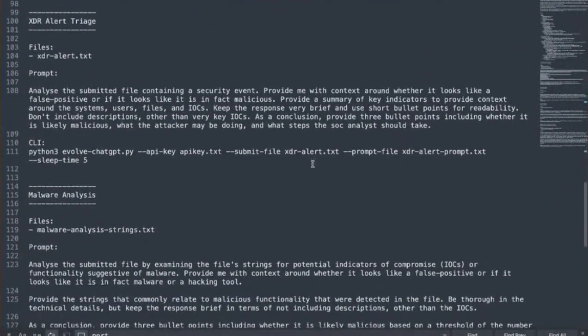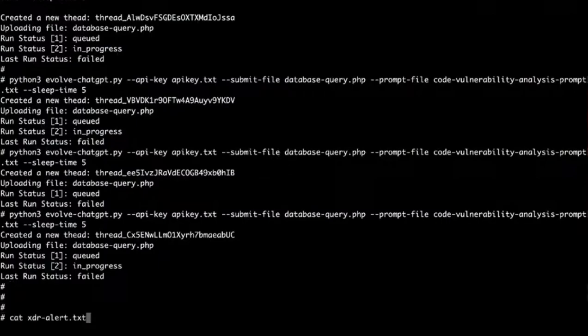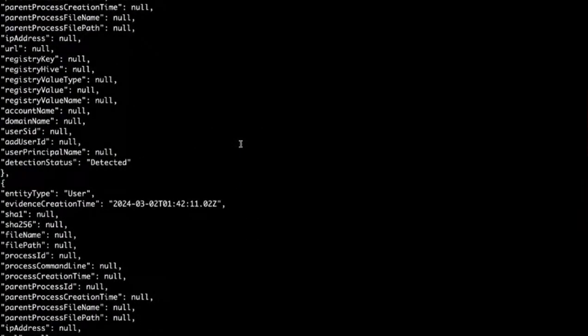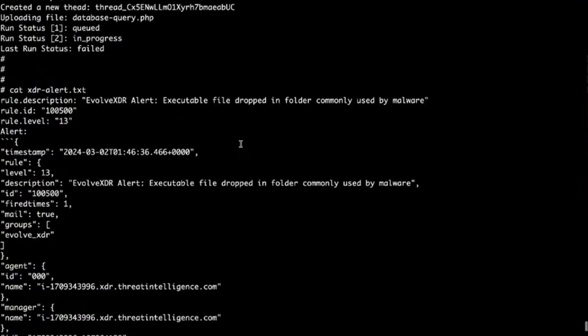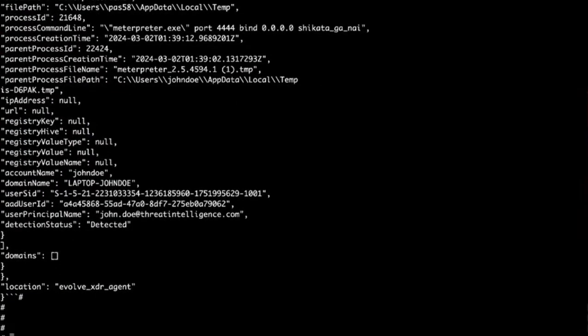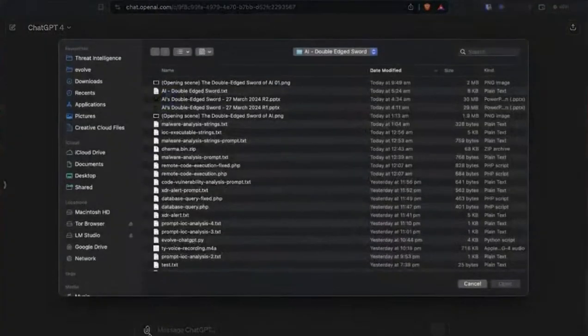Okay, so if we go down to the XDR Alert Triage, we have an XDR alert. If we have a look at this file, you can see it's a massive JSON blob with a whole bunch of information that a SOC analyst might have to go through, depending upon how they receive that alert. Even if it was formatted nicely, that alert still has quite a bit of information and technical indicators of compromise that they may not be exposed to.